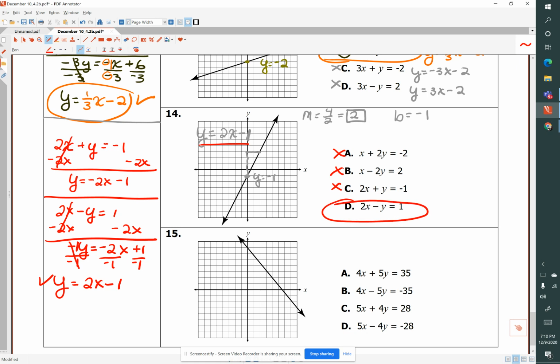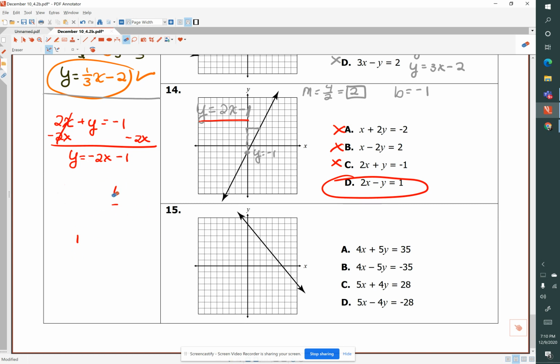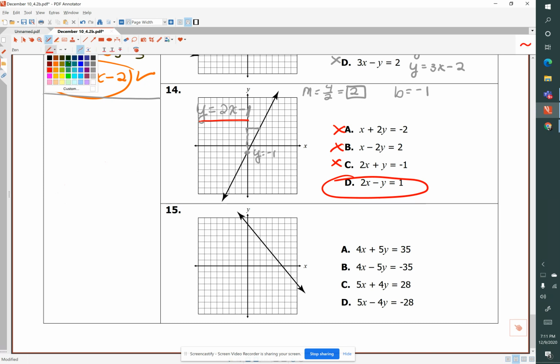Okay, number 15. Last one. And again, I'm going to make some room here so we can do some of these problems. Okay, number 15. We're looking at negative slope, definitely. So let's find 2 points that lie perfectly on the grid so we can figure out our m and our y-intercept, our b. Well, our y-intercept appears to be 1, 2, 3, 4, 5, 6, 7.